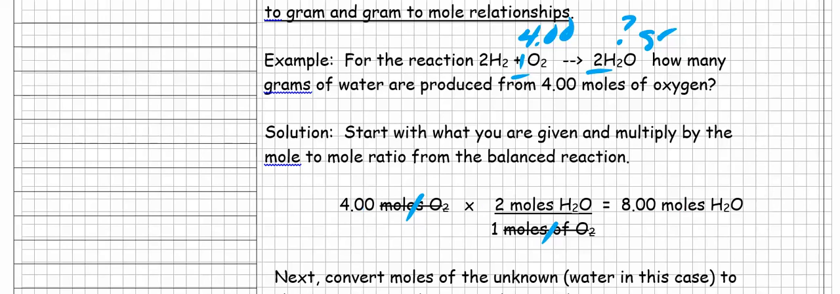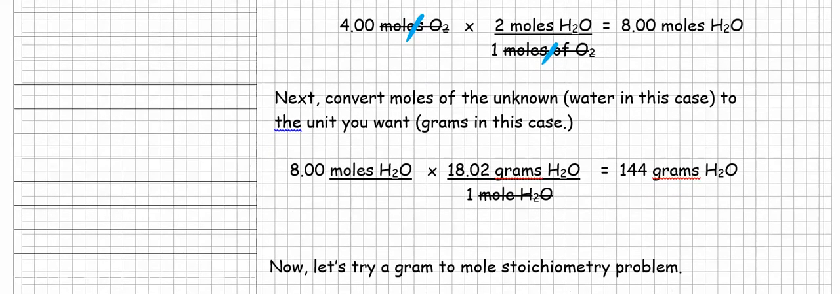Okay? Now, let's convert the moles of the unknown, water in this case, to the unit you want, grams. So we'll do this in the next step. We just determined that we have 8 moles of water. So we're going to take that number and multiply it by the molecular weight, or the molar mass for water. Add up oxygen, which is 16, plus twice 1.01 for each of the hydrogens, and that's going to give us the answer in grams. Let's cancel that with that, and we're left with grams of water.